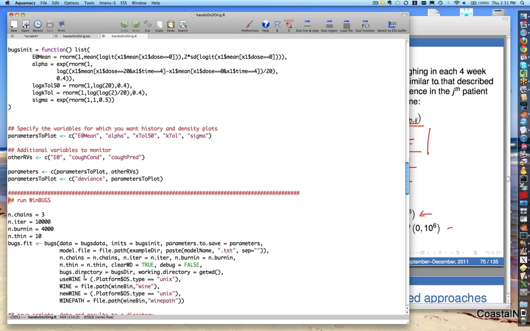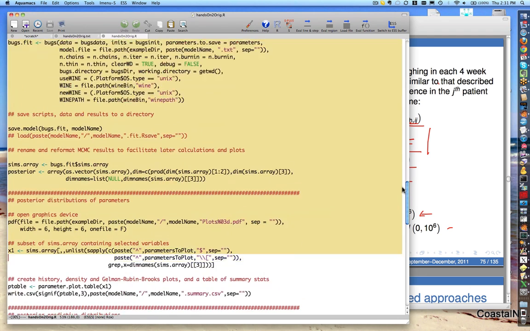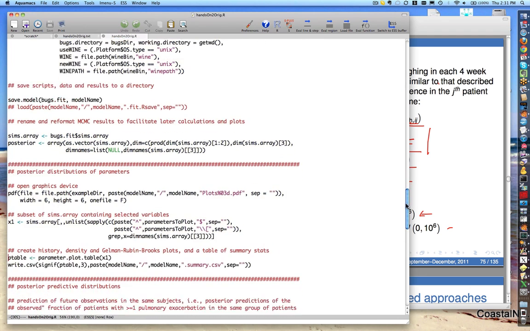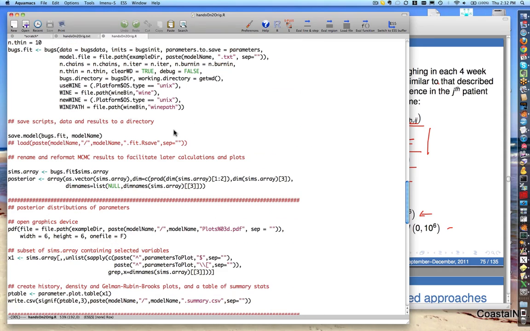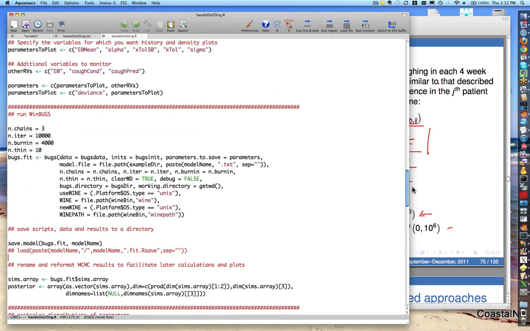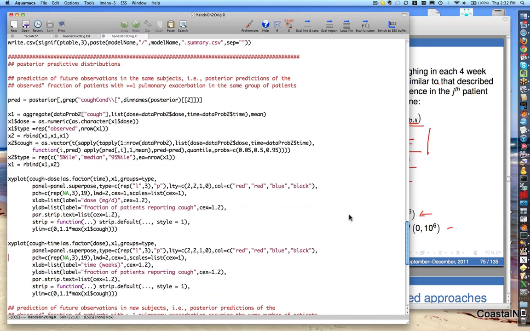And then we pull it together and run it. I just started out with the usual 3 chains, 10,000 per chain, burn in for 4,000 as a starting point to see how things were doing. Then we have our usual standard stuff for getting some of our summary plots. And then down here, getting some posterior predictions and comparing those to observed data.